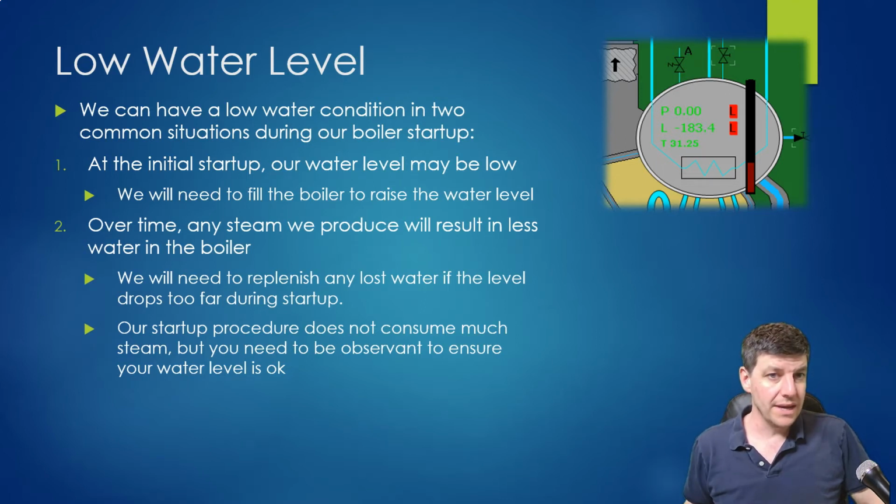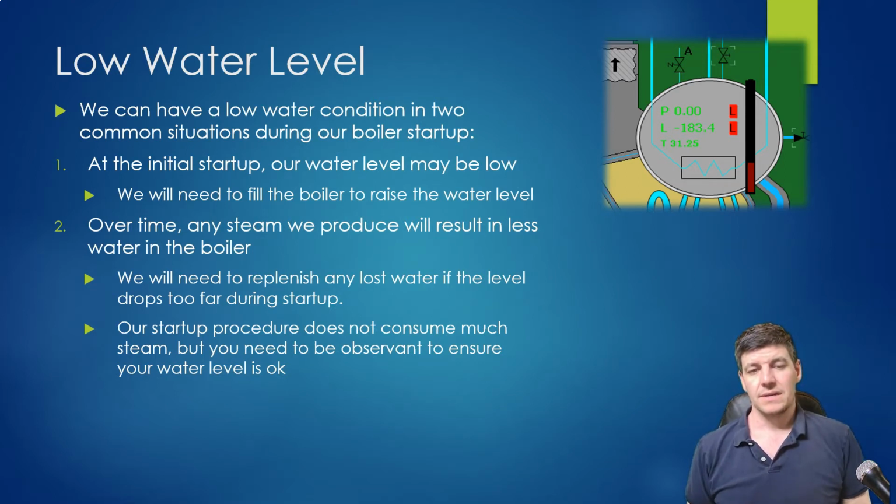The other reason why we may have low water level is that we've consumed some steam. As we produce steam, that takes away some of the water that we have in the boiler. And so over time, as we vent steam or use steam in our system, it's going to be taken away from the boiler, and we would expect our water level to drop. The scenario that you're running doesn't have a very high steam consumption, so it's unlikely that you're going to run too low of water in the boiler.